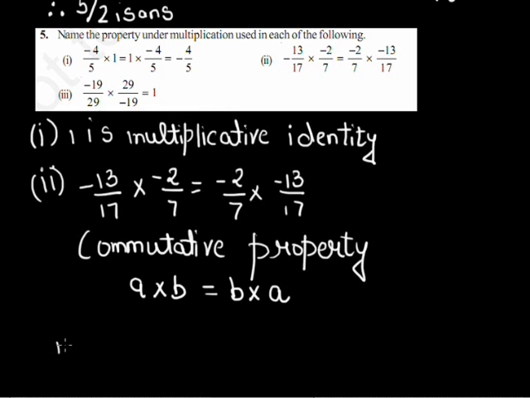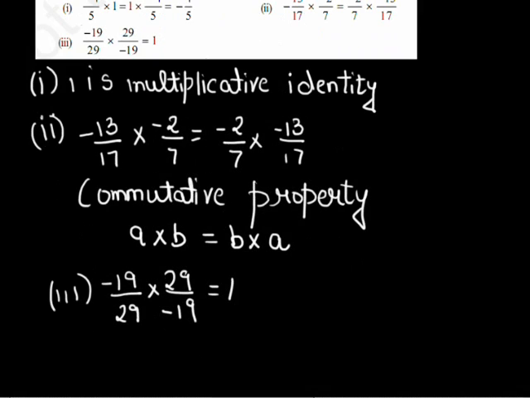Now the third part, minus 19 upon 29 into 29 upon minus 19 is equal to 1. In the question, it is minus 19 upon 29. If I carry out the reciprocal or the multiplicative inverse of minus 19 upon 29, it will be equal to 29 upon minus 19. And if we multiply a number with its multiplicative inverse, the answer is 1. So the property used here is the multiplicative inverse.